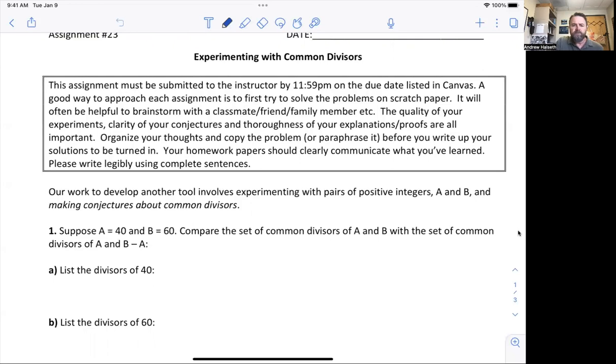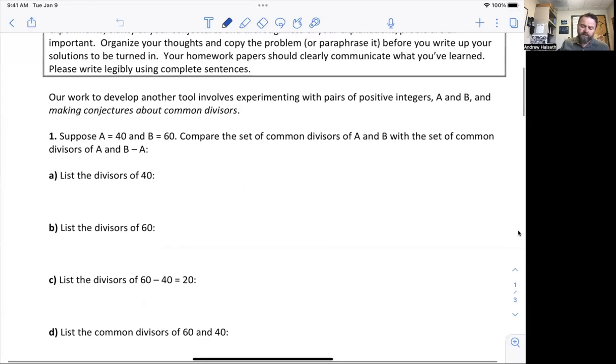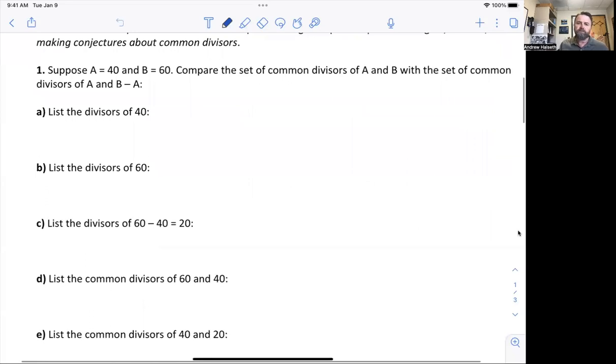Suppose you have two numbers, 40 and 60. We want to compare the common divisors of A and B, and then also the common divisors of A and B minus A. Okay, if you just go back through these steps, it'll lead you in the right direction.